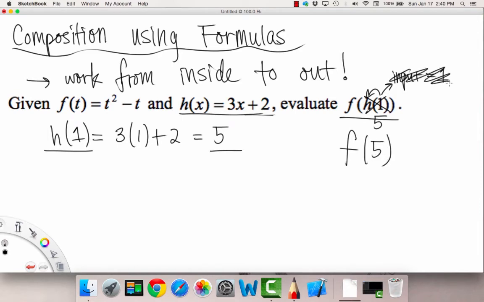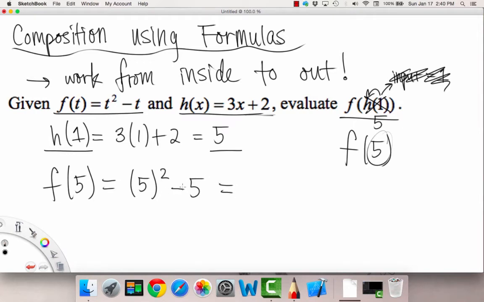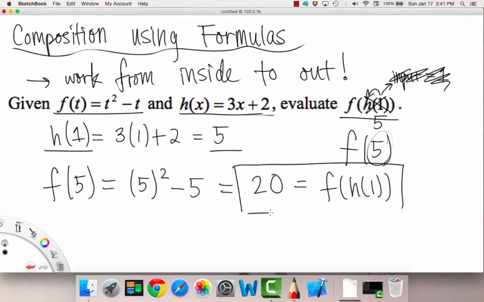We're going to ignore this initial input, and now our input to our outermost function is a 5. We find f of 5 by looking at the formula given for f of t. So 5 is in the t spot, so we plug in a 5 everywhere we see a t. That would give us 5 squared minus 5, which is 25 minus 5, and that gives us a 20. We've reached our outermost function and evaluated it, so this is equal to our original f of h of 1, so 20 there.